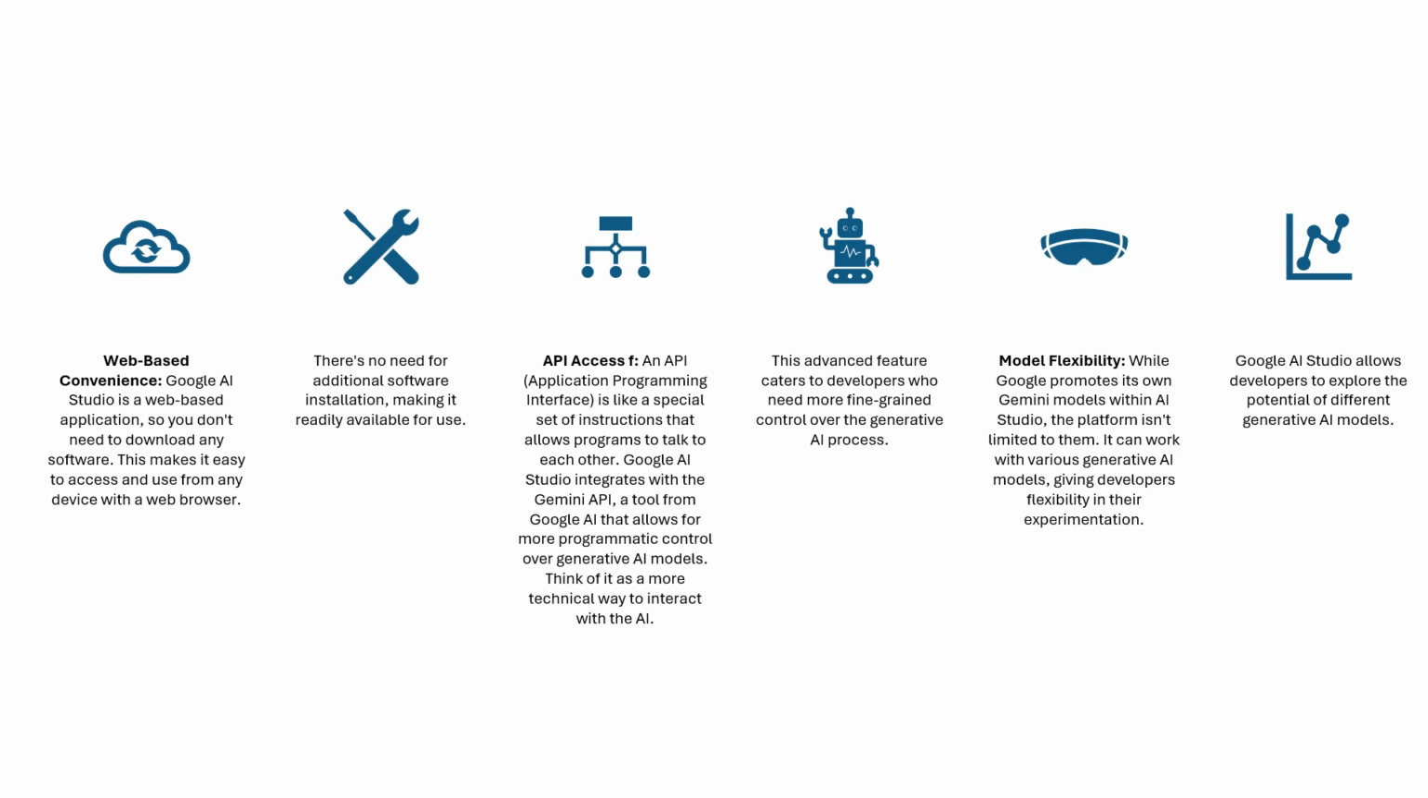Then there is model flexibility. While Google promotes its own Gemini model within AI Studio, the platform isn't limited to it. It can work with various generative AI models, giving developers flexibility in their experimentation. Google AI Studio also allows developers to explore the potential of different generative AI models, so you can benchmark their performance and then choose which one is best for your use case.